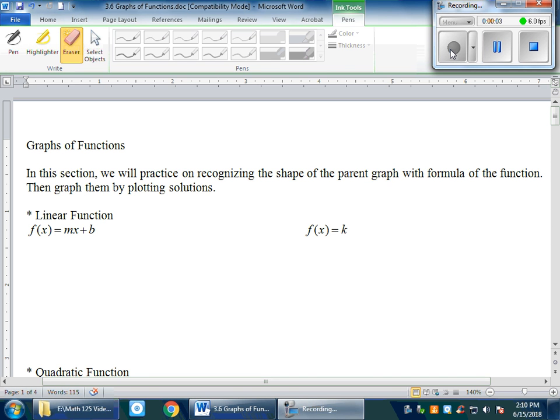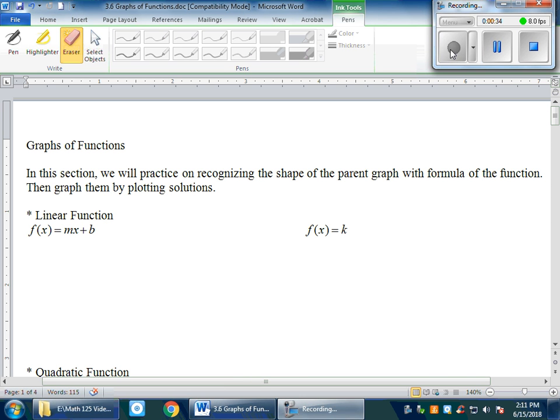3.6 Graph of functions. In this session, we're going to graph different types of functions by plotting the solutions. The key thing is we need to recognize the parent graph of the function so that we can predict what kind of shape is going to come out for each function. First, let's take a look at our linear function.